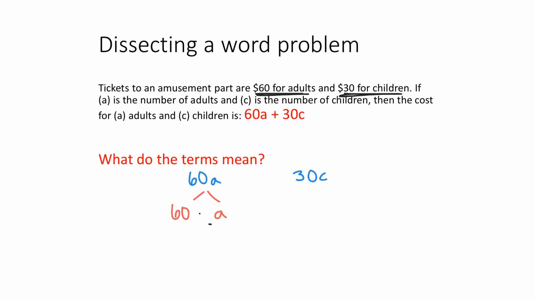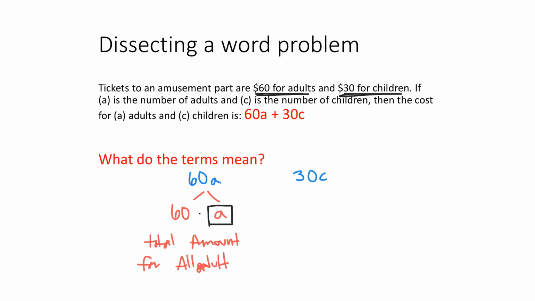So this is kind of a rate at which we are purchasing tickets, so that I tell you the number of A, you multiply it by 60, and that tells me the total amount for all adults. And so that's what this specific term actually represents. It's the total amount of money that it's going to cost for all adults to go into the park.